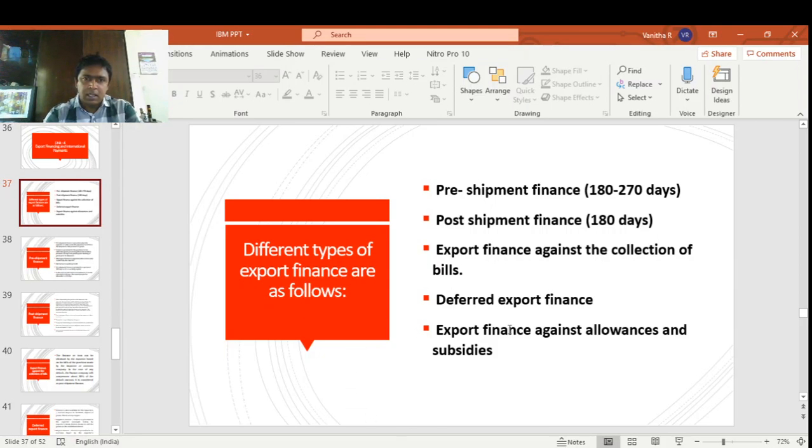So let us discuss the different types of export finance, which are as follows. There will be the pre-shipment finance and the post-shipment finance, which will be like 180 days and 180 days, 270 days, depending on the size of the business, the type of the business that you're doing, and the shipment. Along with that, the export commercials against the collection of bills, then the deferred export finance, and export finance against allowances and subsidies.